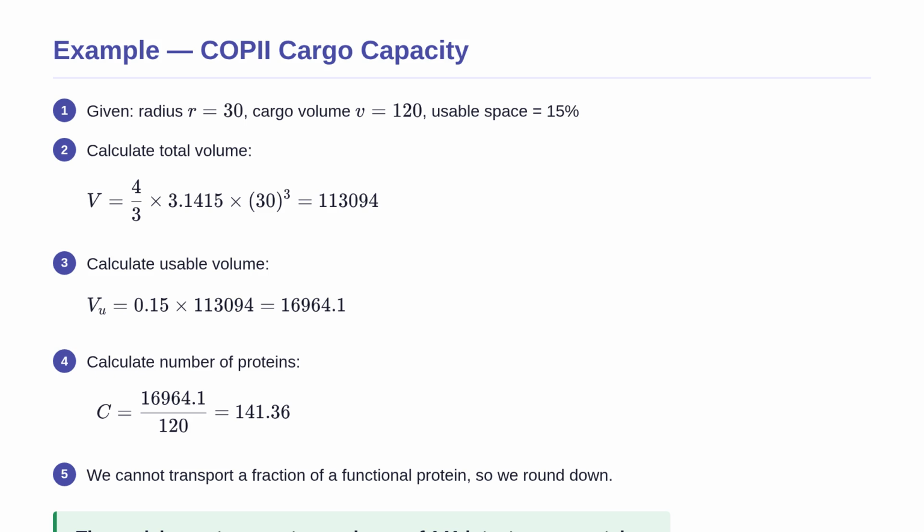First, we calculate the total internal volume by cubing the radius and multiplying by 4/3 pi, giving us roughly 113,000 cubic nanometers. Next, we multiply by 0.15 to find the usable volume, which is about 16,964 cubic nanometers. Finally, we divide this usable space by the volume of a single cargo protein. This gives us 141.36. Since we cannot transport a fraction of a functional protein, we round down. The vesicle can carry exactly 141 intact cargo proteins.